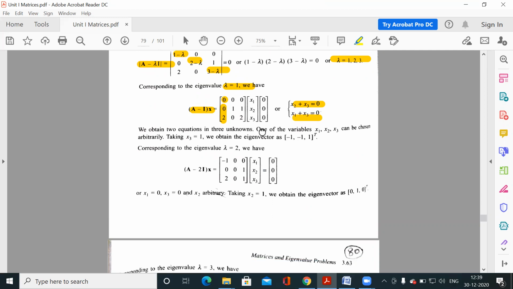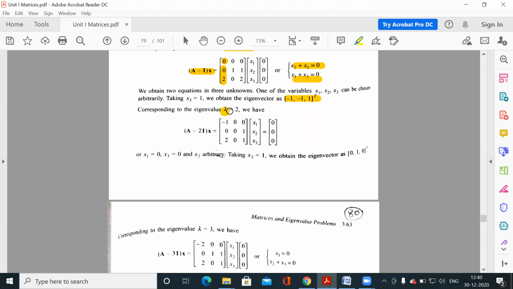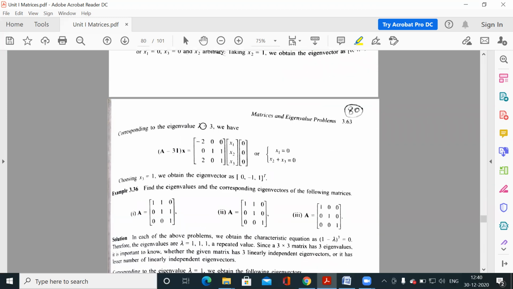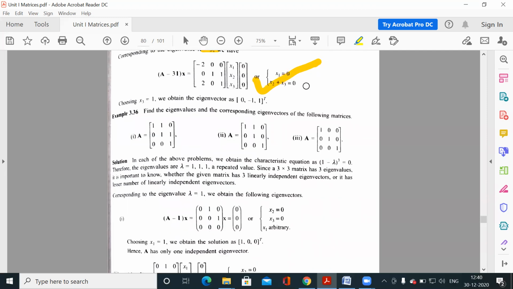Clear? Because the rank is 2 and the variables are 3, one variable would be independent. So either you take x1 as k or x3 as k. So if x3 is k, x1 is minus k, and x2 is also minus k. Clear? So this is your eigenvector corresponding to 2, corresponding to 3. So same procedure you have to follow.